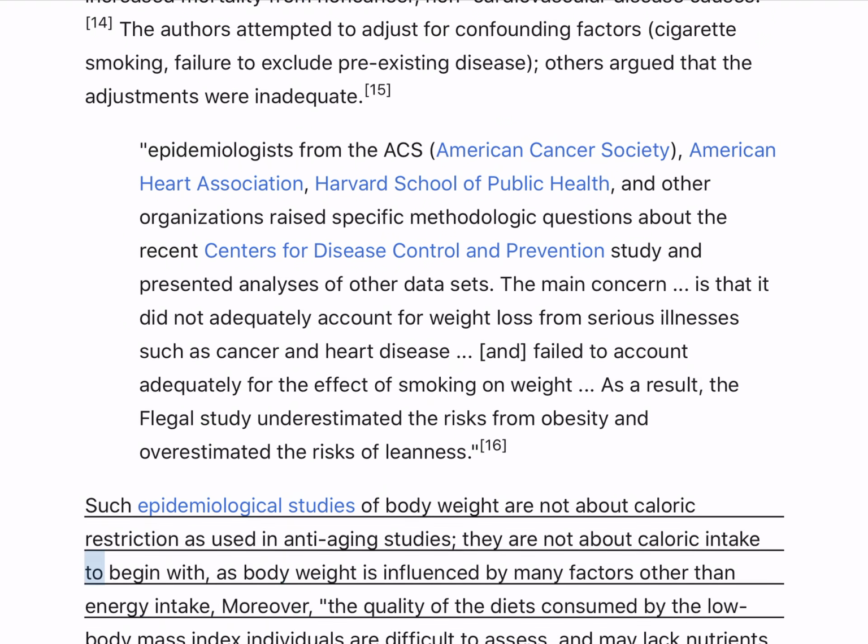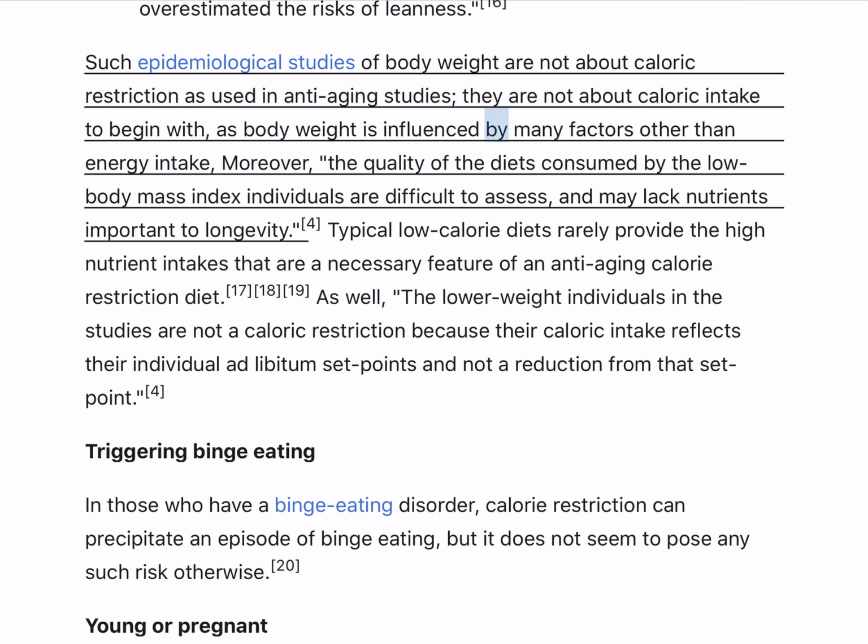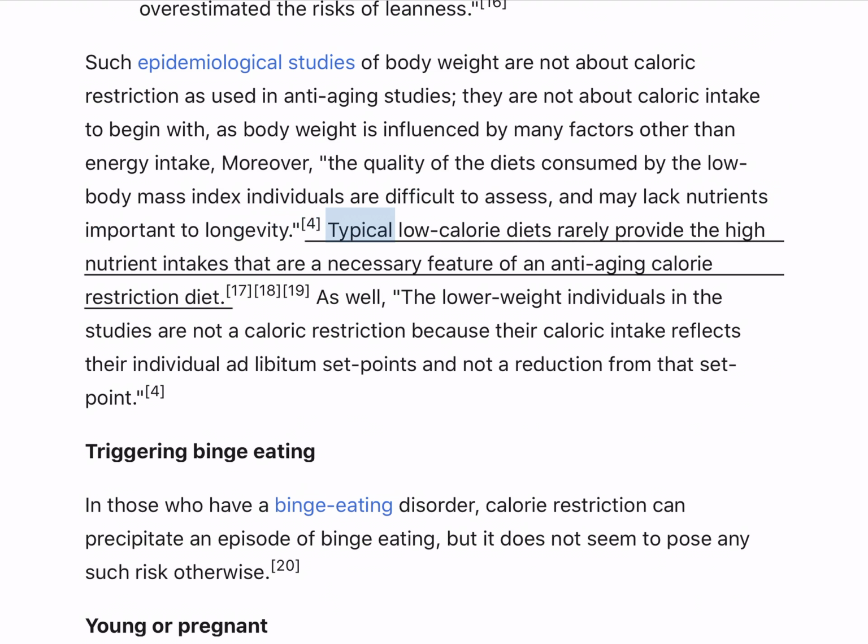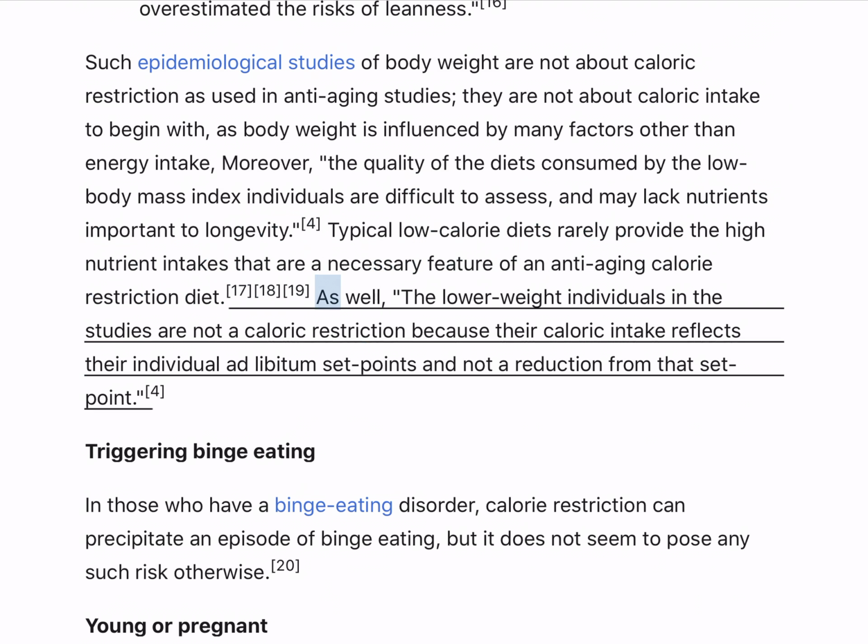They are not about caloric intake to begin with, as body weight is influenced by many factors other than energy intake. Moreover, the quality of the diets consumed by the low body mass index individuals is difficult to assess and may lack nutrients important to longevity. 4. Typical low-calorie diets rarely provide the high nutrient intakes that are a necessary feature of an anti-aging calorie restriction diet. 17, 18, 19. As well, the lower weight individuals in the studies are not on caloric restriction because their caloric intake reflects their individual ad libitum set points and not a reduction from that set point.